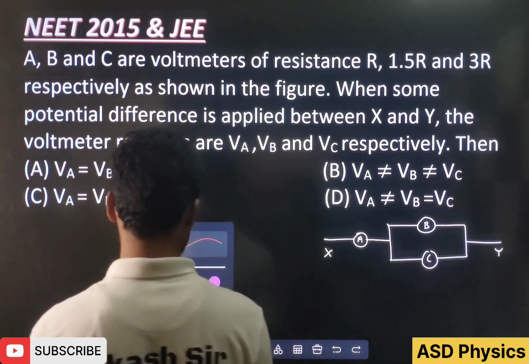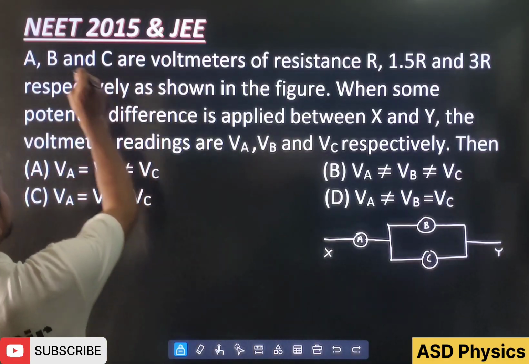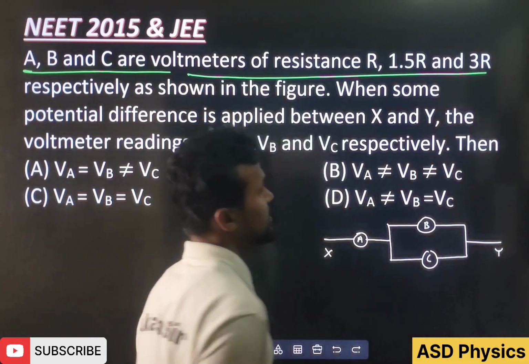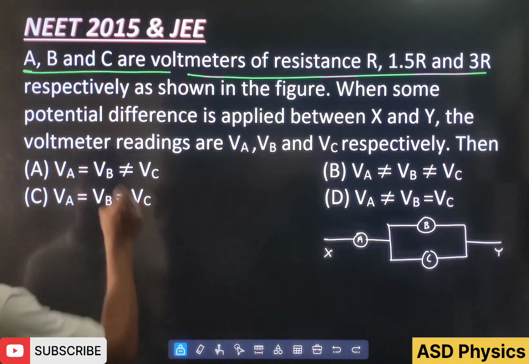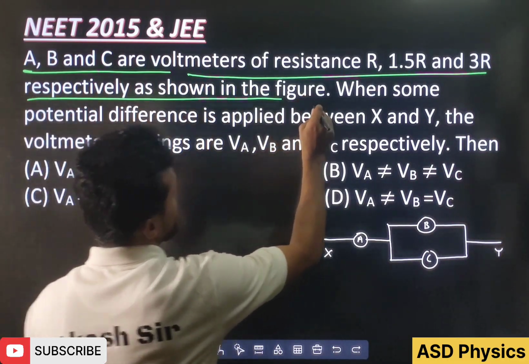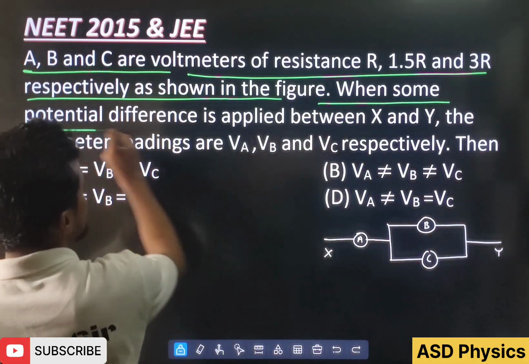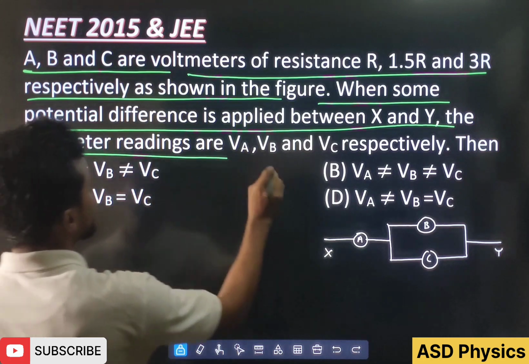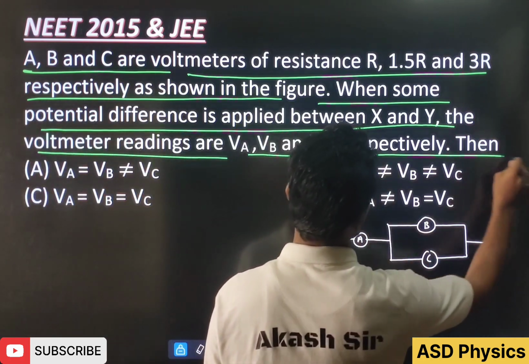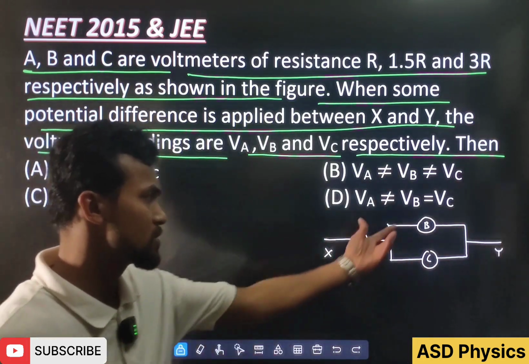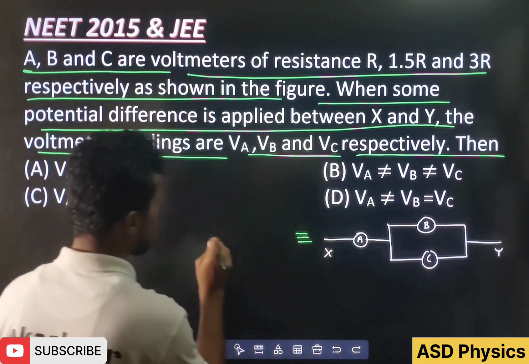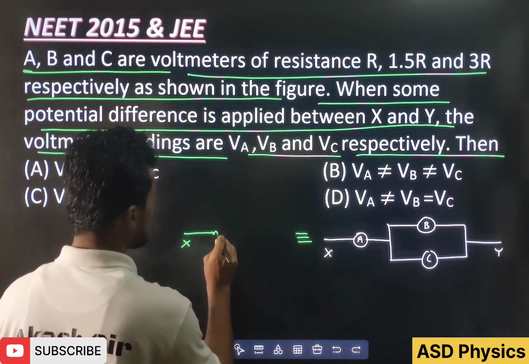Now let's see this question. The question is what was asked in NEET 2015. A, B and C are voltmeters of resistance R, 1.5 R and 3 R respectively as shown in the figure. When some potential difference is applied between X and Y, the voltmeter readings are VA, VB, VC respectively. So what I told you, this voltmeter will be replaced by resistances. So if I draw the equivalent diagram, see students, this is X.